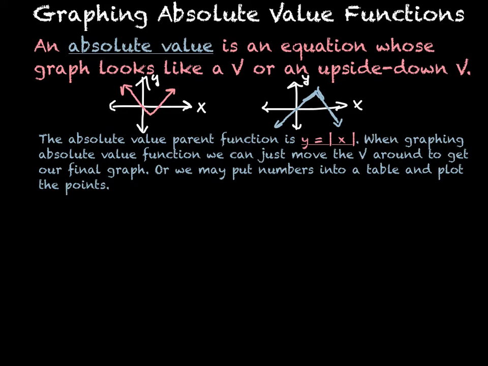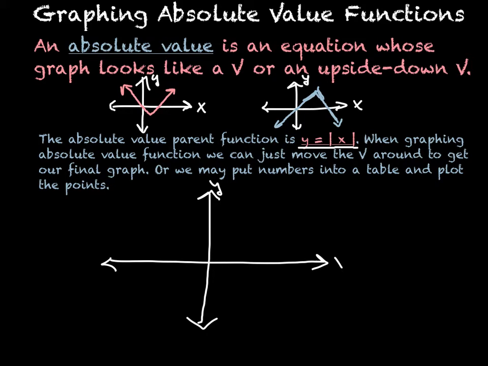Now, the absolute value parent function is y equals the absolute value of x. That's what we call the parent function. And when we graph the parent function, it is always going to go up 1 over 1 from the origin, from the 0, 0 point, and then it's going to go up 1, back 1. So these two are going to be exactly the same, and they're going to meet right there at the point 0, 0. So that's my parent function.